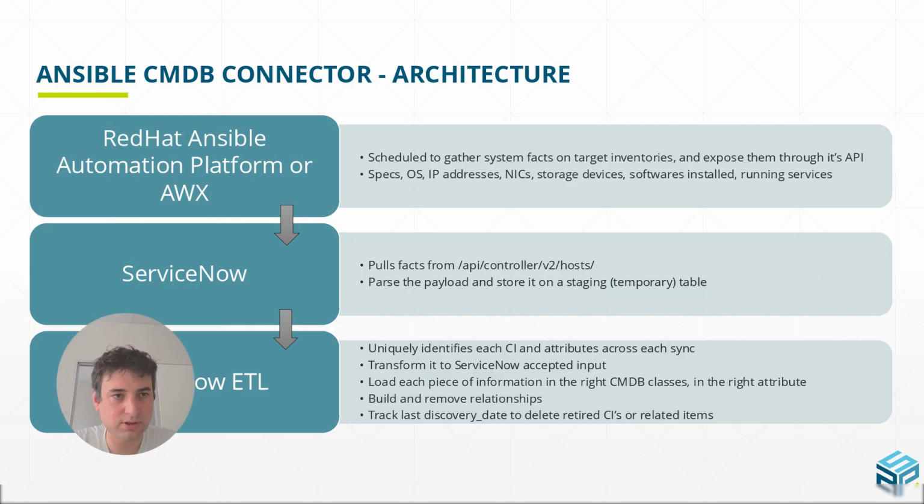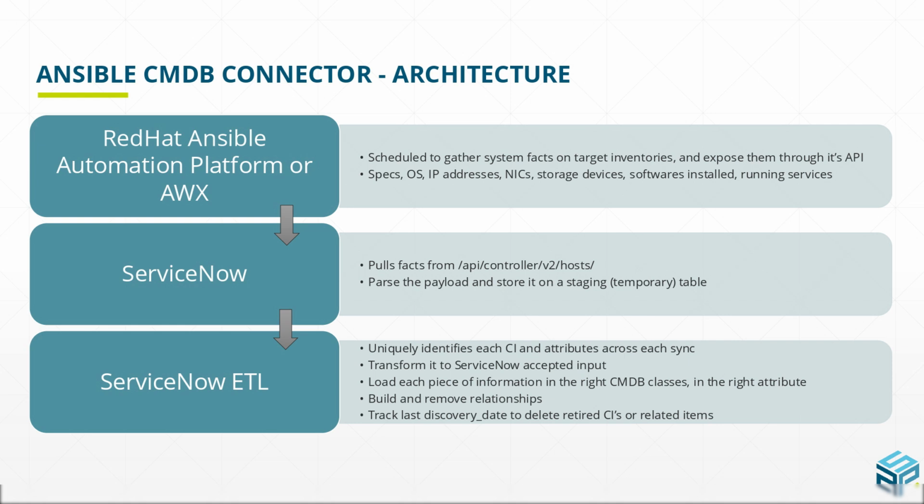How does it work? We use Red Hat Ansible Automation Platform or AWX to schedule the gather system facts on target inventories, and then it will expose them through its API. So it will fetch information about OS, IP address, NIC, storage device, software installed, running service. Then ServiceNow will pull these facts from the API of Red Hat Ansible Automation Platform.